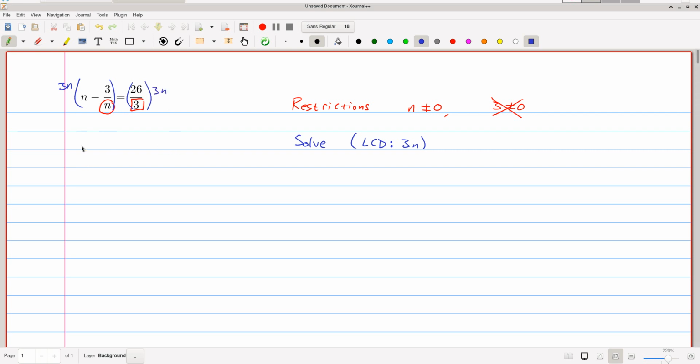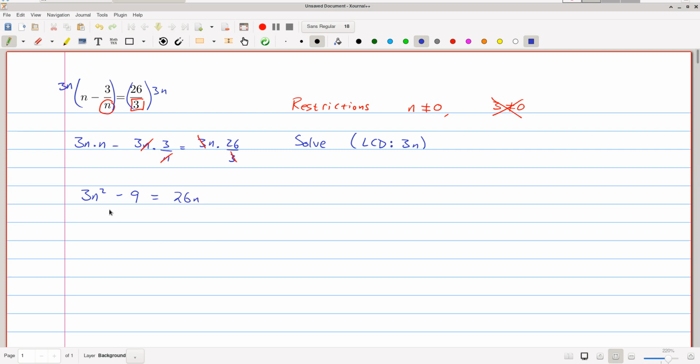When we distribute this through, on the left-hand side, we have 3n times n, and then 3n times 3 over n. On the right-hand side, we have 3n times 26 over 3. Now, let's simplify and see what reduces. For the first term, we multiply the n's together, so we've got 3n squared. On the second term, the n's cancel, and we're left with 3 times 3, which is 9. And on the right-hand side, the 3's cancel, so we're left with just 26 times n, or 26n.